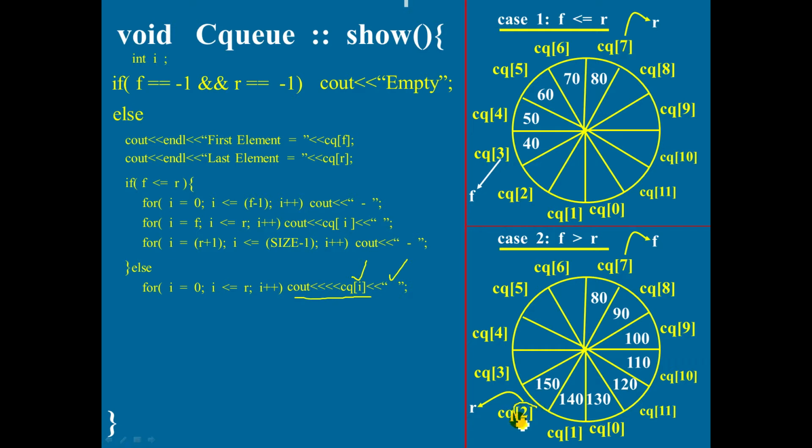Again, if this is r, this is r plus 1. If this is f, this is f minus 1. So from r plus 1 to f minus 1, you can see elements are not there.